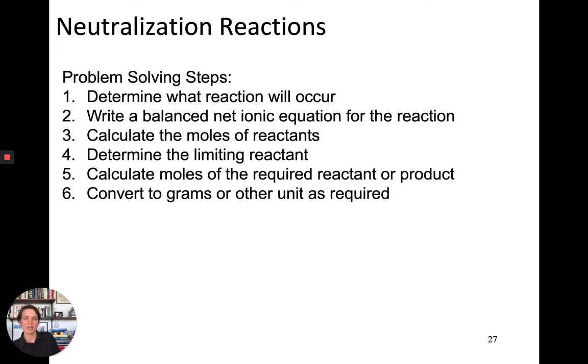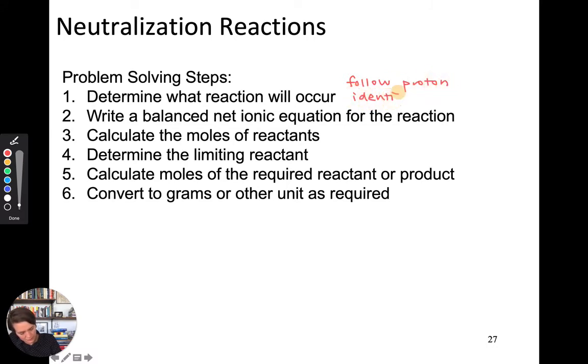Okay, so neutralization reactions, when you're studying them, the first thing you have to do is determine what reaction will occur. What does that mean? You need to follow the proton and identify the species acting as an acid and the species acting as a base. Then it's a good idea to write your net ionic equation so you can make sure that the analysis that you've done is correct, that you would have these things breaking apart into their ions so that they can find each other in solution, right?